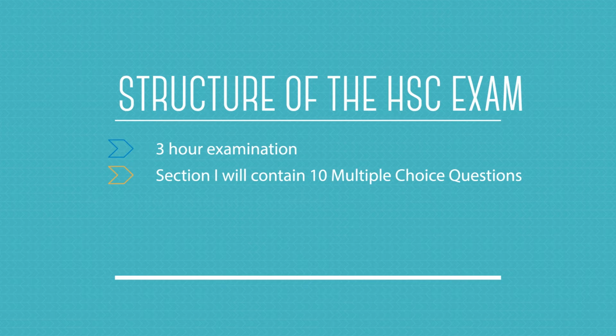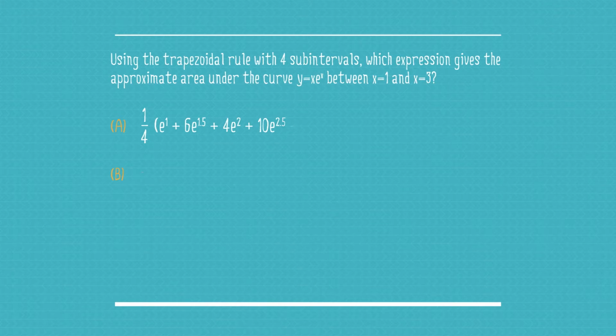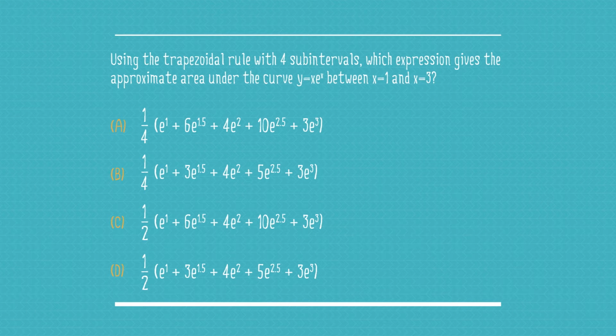The multiple choice questions, although they're worth 1 mark each, you've got to be careful when you are doing them. They're not always as easy as what they seem. In 2015, they put up a question using the trapezoidal rule for 4 subintervals. The sort of question that really would take 2-3 marks if it came up later in the paper.